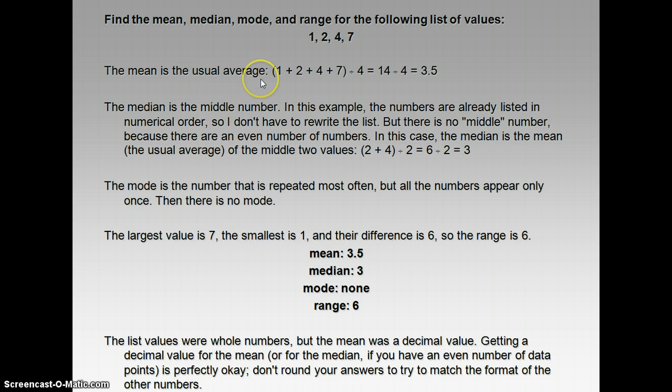Again, we know mean means average. So we'll add the numbers up. 1 plus 2 plus 4 plus 7. So 1 plus 2 is 3, plus 4 is 7, plus another 7, we get 14.